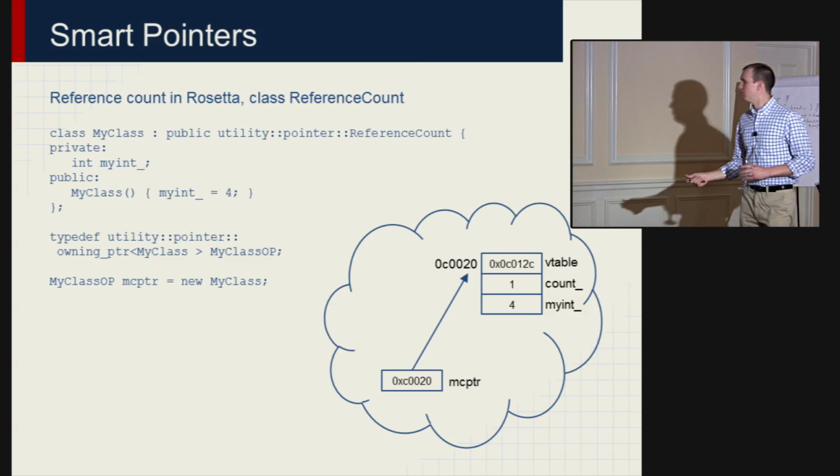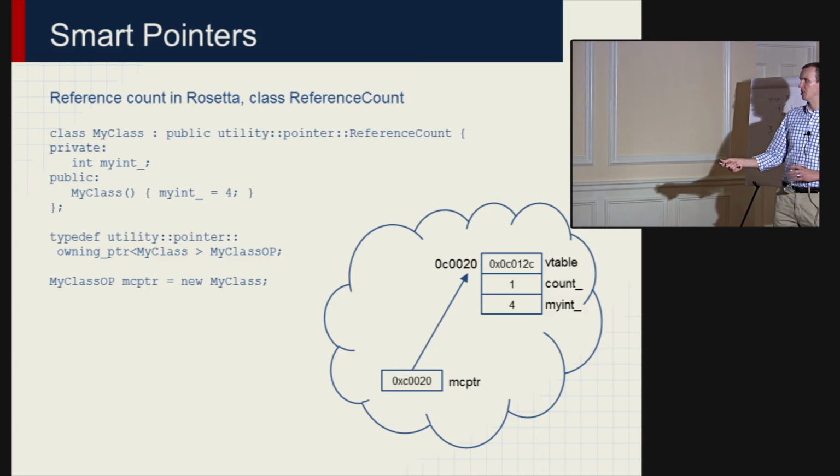So if I were to allocate on the heap an instance of this, I could declare a new object. So this is a typedef. I declare a new pointer, my class OP. This is just a shorthand way of saying utility pointer, owning pointer, templated on my class. So MC pointer equals new my class. It's going to call the default constructor, and it's going to get initialized with the location in memory where the my class object got instantiated. And now count is going to be set equal to 1 because it's got one owning pointer that points at it. And myInt, again, will be initialized to 4.